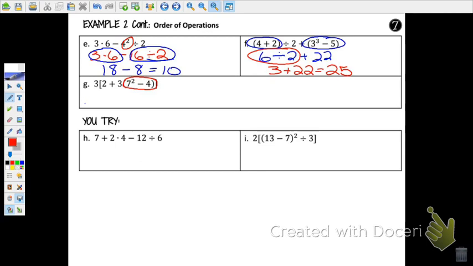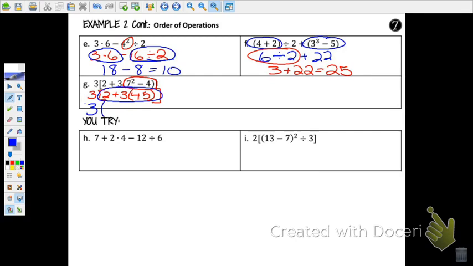I get 45. 7 squared is 49. Minus 4 is 45. I'm going to keep it in parentheses just because it's going to get multiplied by that 3. So everything else came down. So I still have a set of grouping symbols, so I need to simplify inside of there.